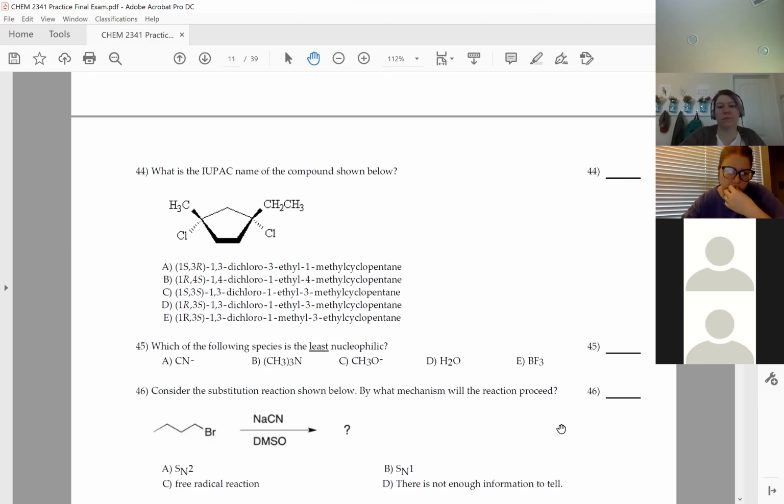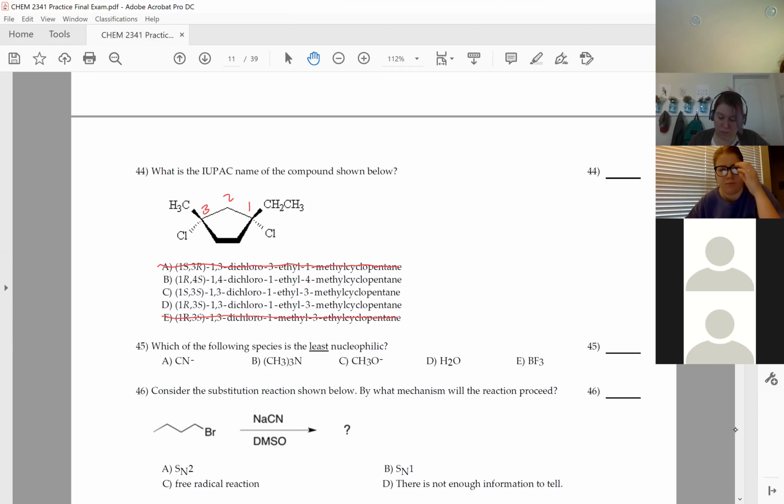So which carbon is number 1? Is it the one with the ethyl or the one with the methyl? The one with the ethyl. Why is it the one with the ethyl? Is it alphabetical? Right. So that's the first thing that can help you narrow down some options here. So anything that has 3-ethyl in it is a goner. So option A can go away, and option E.